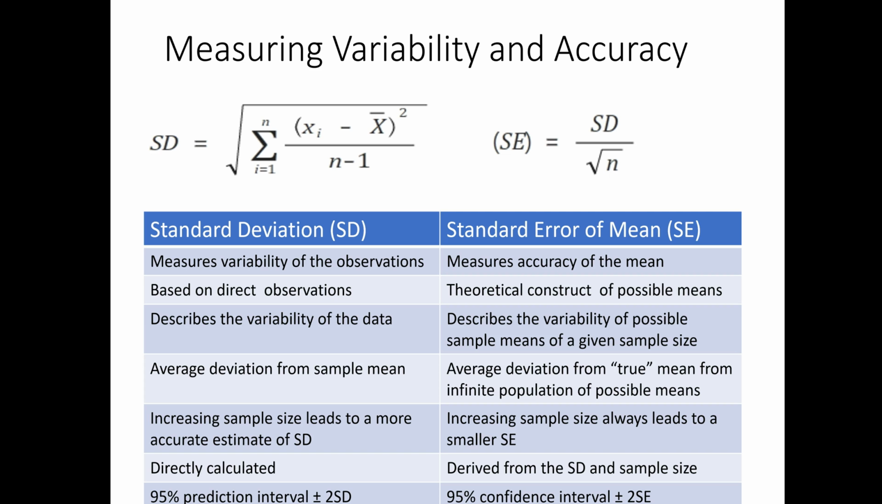We talk about a 95% prediction interval that encompasses 95% of the observations, plus or minus 2 standard deviations. We talk about a 95% confidence interval, which is plus or minus 2 standard errors. Now, the confidence interval is much, much smaller than the prediction interval, because the prediction interval is based on the standard deviation and the confidence interval is based on the standard deviation divided by the square root of n.